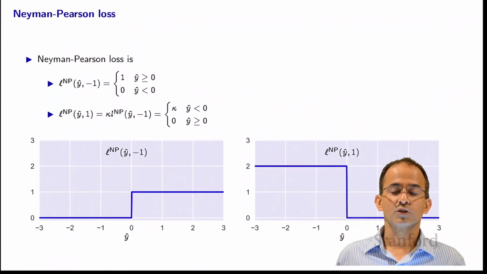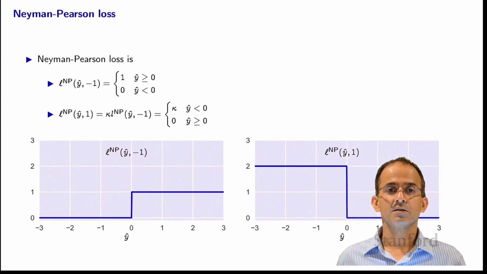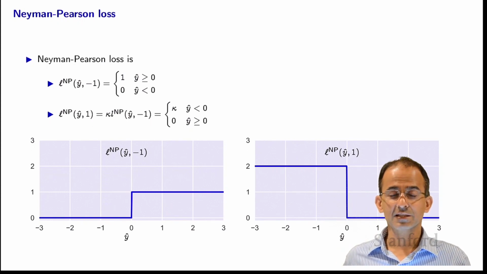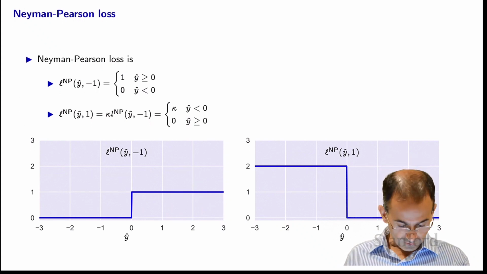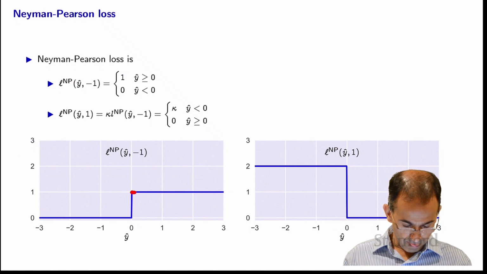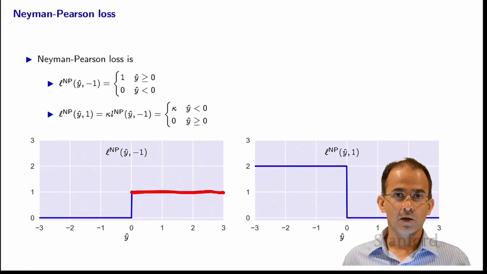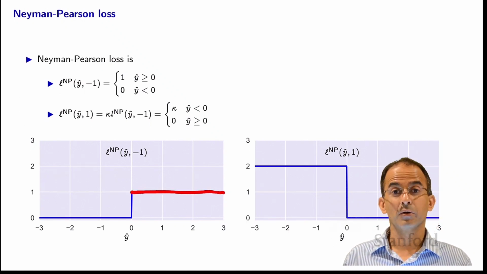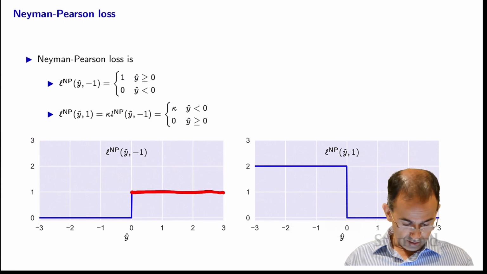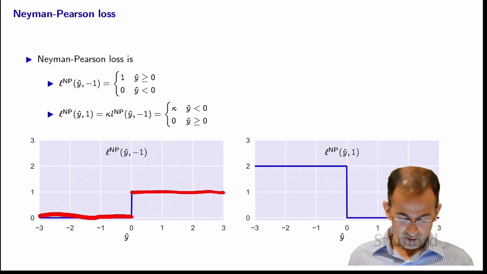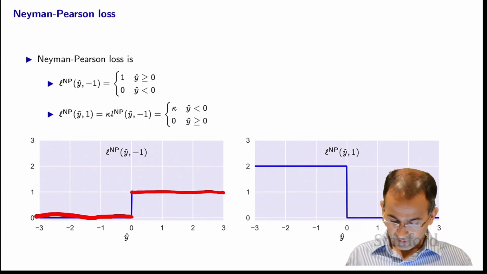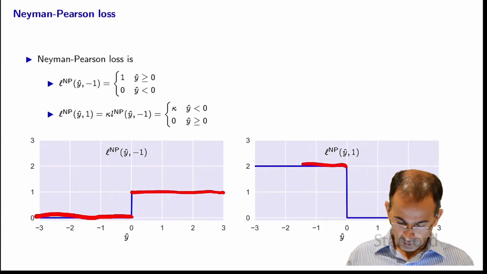Now, there's another loss function that we might consider, and that's the Neyman-Pearson loss. And here it is. This is our ideal loss function. So this is the loss function which is 1 when y hat is going to embed to the wrong value, and 0 when y hat is going to embed to the right value. And we scale that by kappa when y is 1.